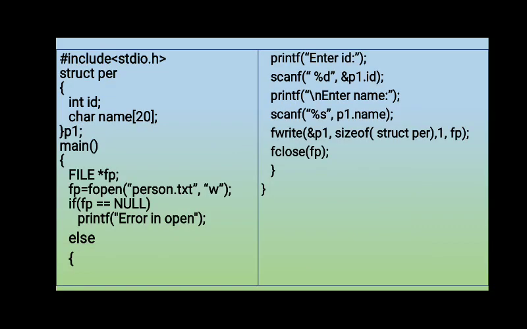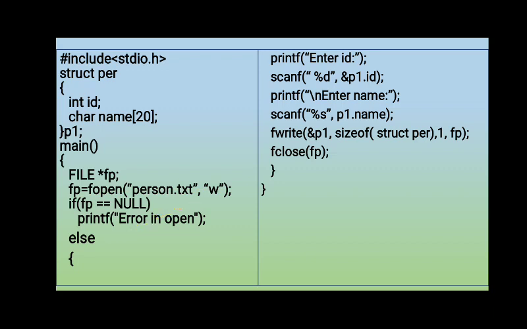So let's take an example. Here again we have declared a structure, struct per. You have an id and a name, which are the data members of the structure per, and then you have declared a structure variable p1. Now we have declared a file pointer fp, and we are opening the file person.txt again in the write mode. We are opening in the write mode because we are going to write data to the file. And again, you're checking for any error.